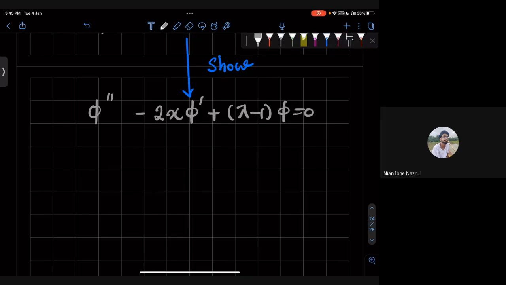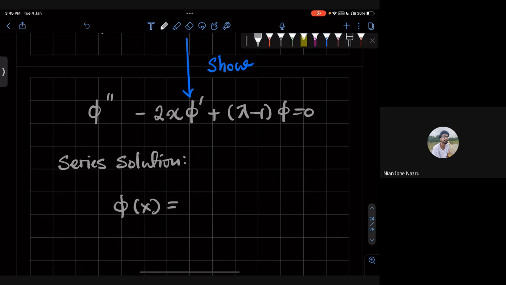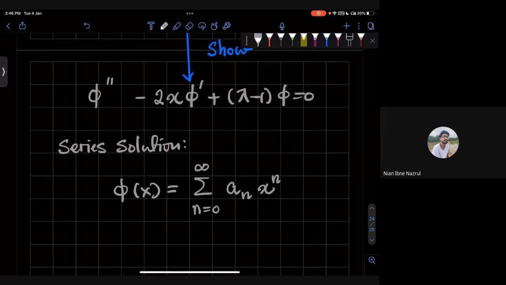Now we want a non-singular solution, so we can try a series solution ansatz. The series solution will be phi of x equals the sum over n from 0 to infinity of some coefficient a_n times x to the power n. Why did we take n to be 0 or positive? Singularities, I guess. Right. Otherwise, it'll be a singular solution, and we know that if you have a singular solution, we'll have problems normalizing it.